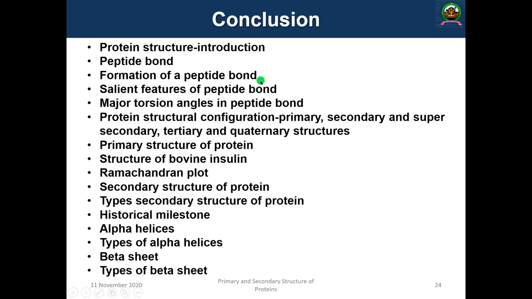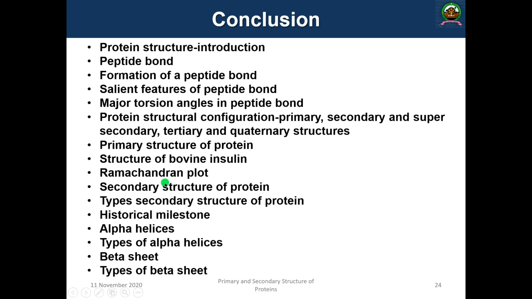Then the salient features of the peptide bond. What are the important salient features? Especially the torsion angles: psi, phi and omega. Psi and phi are rotatable and omega is non-rotatable. Then we discussed, based on all these basics, protein structural configuration: primary, secondary, super secondary, tertiary and quaternary. In this particular class we studied the primary structure of the protein in detail, the primary structure of bovine insulin by Frederick Sanger. Okay, his contribution, and the Ramachandran plot, the contribution of an Indian scientist from the Indian Institute of Science, G.N. Ramachandran.